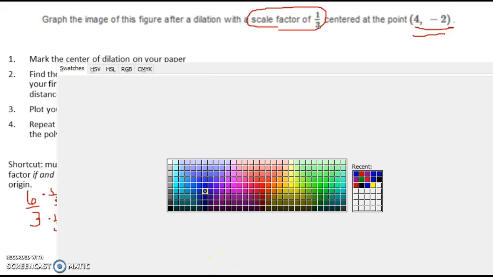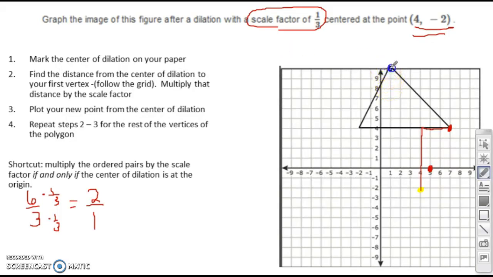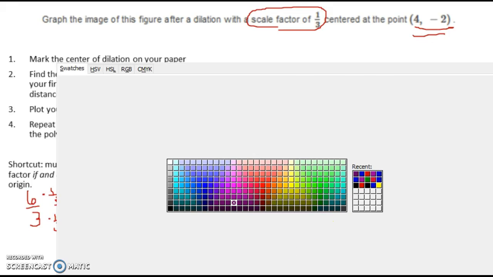And then pick another color, or you don't have to color code, I always color code. Pick another vertex, and then from the center of the dilation, count to see how you get there. So here we go up, let's see, 12 and backwards 3. Multiply each of those by 1/3 to get the new distance. So I would go up 4 and backwards 1. And if you're uncomfortable doing 12 times 1/3, type it in your calculator. That's not something that you have to stress about.